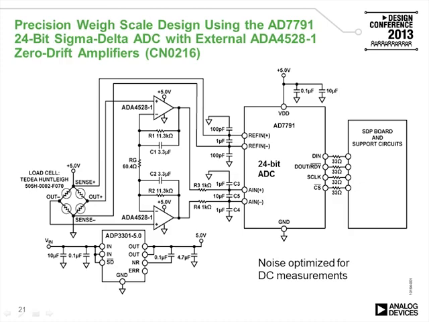This is an example of a precision weight scale design using the AD7791 and the ADA4528. This example has been optimized for DC measurements, and in this case we're showing the conditioning of a load cell. The 4528 creates the differential gain that is then sampled by the AD7791.